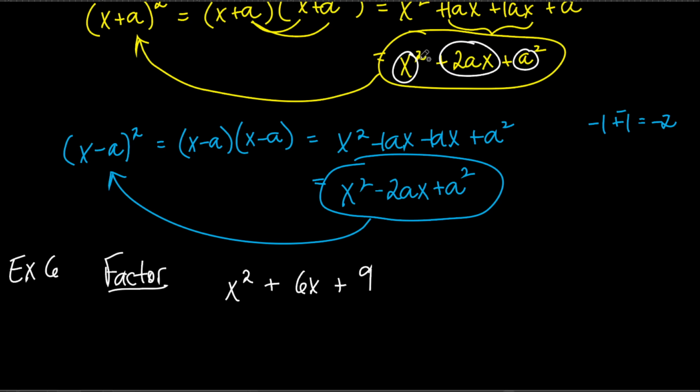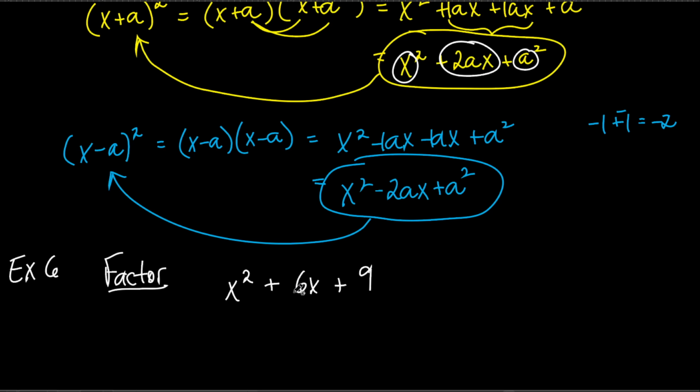So if I take the square root of this, what do I get? I get an x. What's being squared to give you x squared? X is. What's being squared to give you a squared? A. If I multiply those together and double it, that should be my middle term. That's your check to see if it's a perfect square or not.